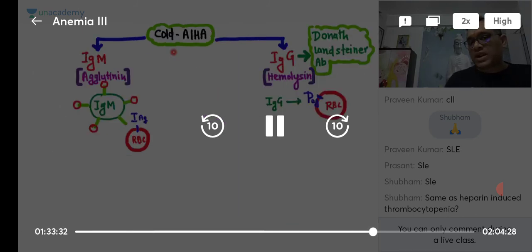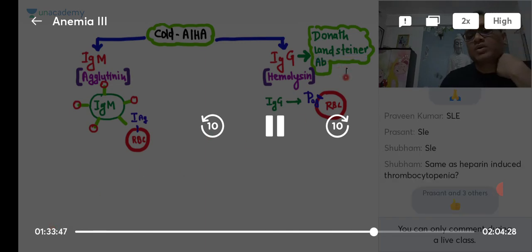The cold type of autoimmune hemolytic anemia. Second type, the less common type. Cold type of autoimmune hemolytic anemia, as I already told you, IgM is agglutinin, IgG is hemolysin, also known as Donath-Landsteiner antibody, seen in PCH. Right? Seen in paroxysmal cold hemoglobinuria.